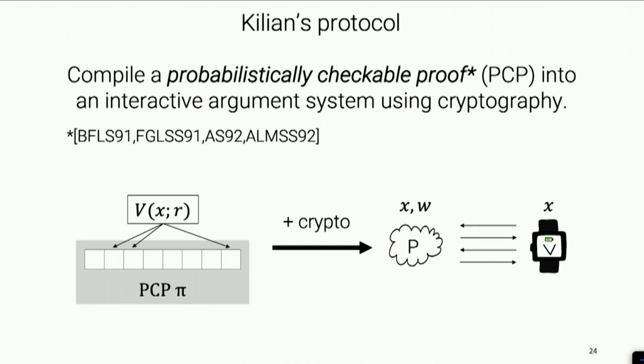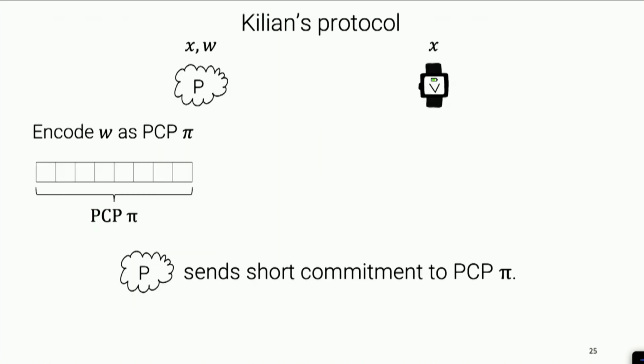Where now you don't have to make any such modeling assumption. Okay, so how does it work? The main idea is to have the prover commit in advance to the PCP. So very simple in hindsight, but it's a special kind of commitment that makes this work.